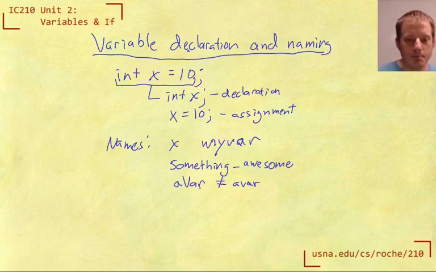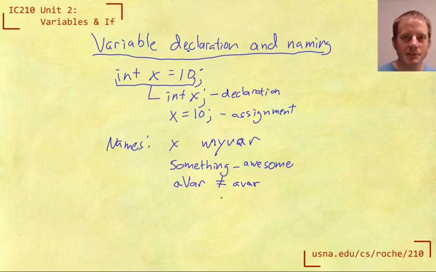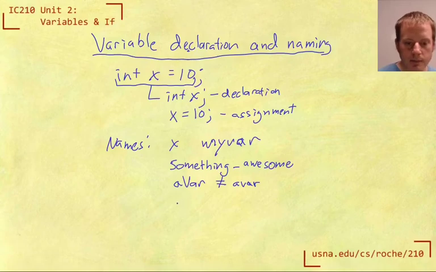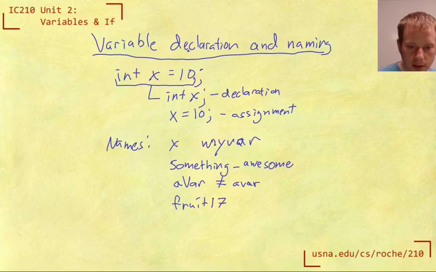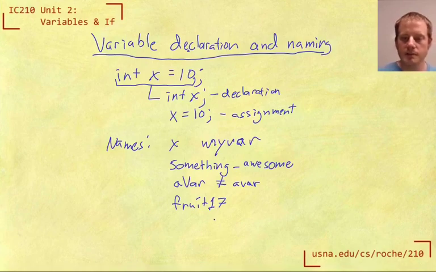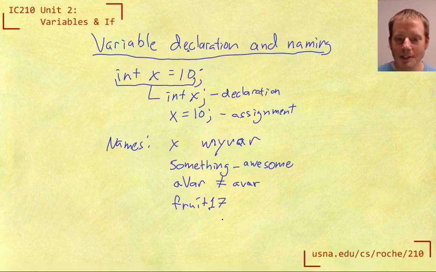Usually it's a bad programming design if you have two different variables with different capitalizations and you mean for them to be different, because that can be really confusing for a human that wants to read that code and understand it. We can also put numbers in, so we can call something like fruit 17, which would be a perfectly fine variable name, but the numbers can't start at the beginning. So you couldn't have a variable name like 17 fruit. Okay, so just some things about naming and declaring variables in C.